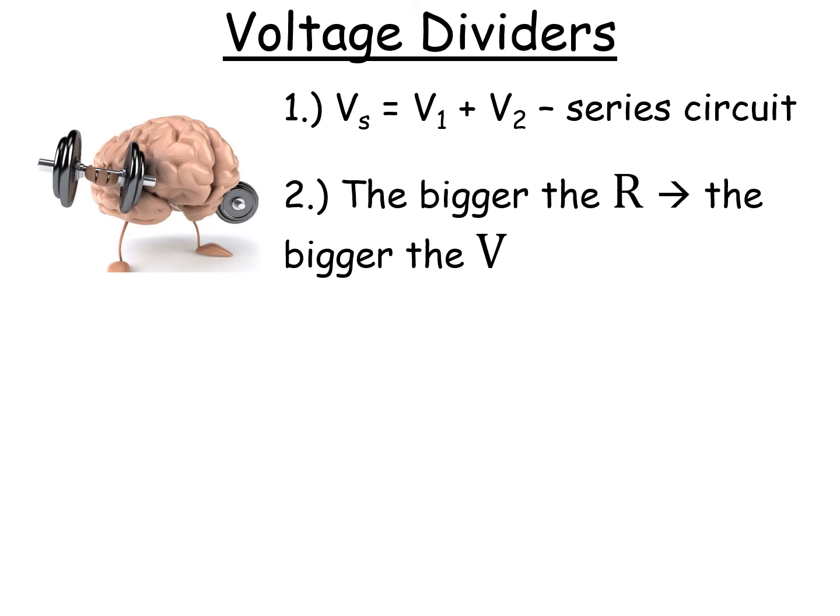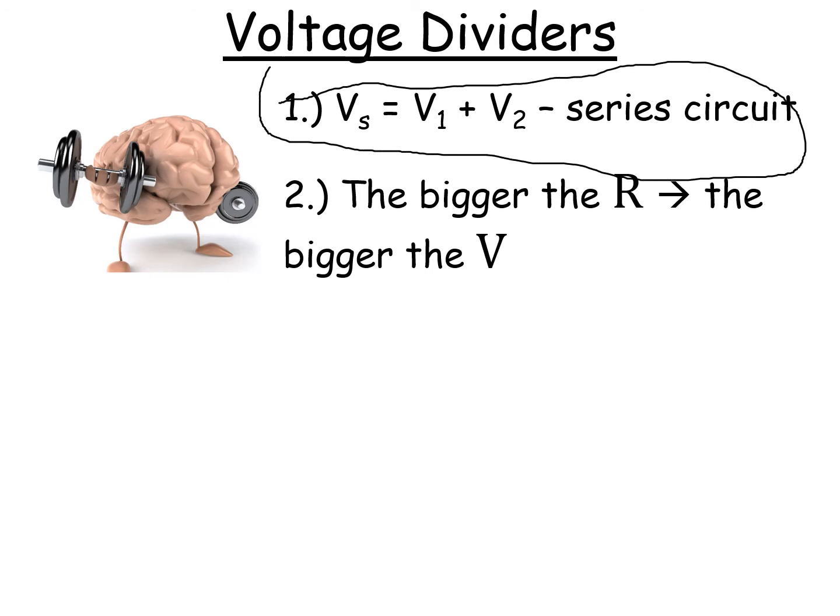So a wee bit more revision for you. First of all, you hopefully remember now off by heart the rule for voltages in a series circuit: Vs is going to be V1 plus V2 plus V3. This is a new one for you, but it kind of makes sense. The bigger the resistance, the bigger the voltage across it.